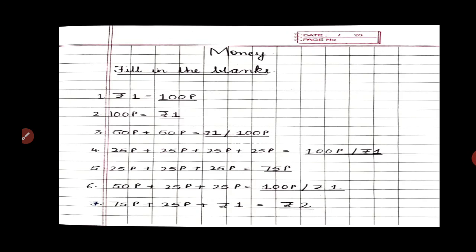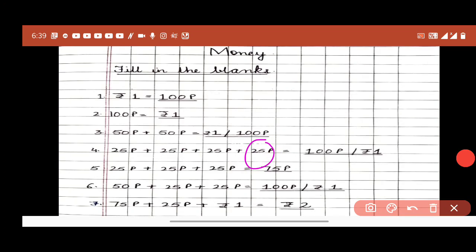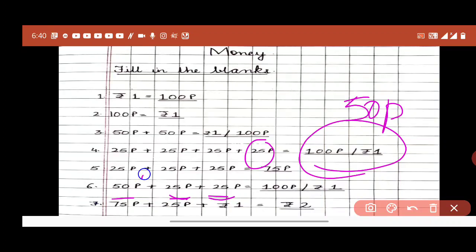1 rupee equals 100 paisa, or 100 paisa equals 1 rupee. The third is 50 paisa plus 50 paisa is 1 rupee or 100 paisa. Moving on. 25 paisa plus 25 paisa plus 25 paisa plus 25 paisa is also equal to 1 rupee. So there are some different combinations. If you see the sixth blank, 50 paisa plus 25 paisa plus 25 paisa. How much is it? So let's add 25 plus 25. It becomes 50. We have this another 50 and we know 50 plus 50 becomes 1 rupee or 100 paisa.